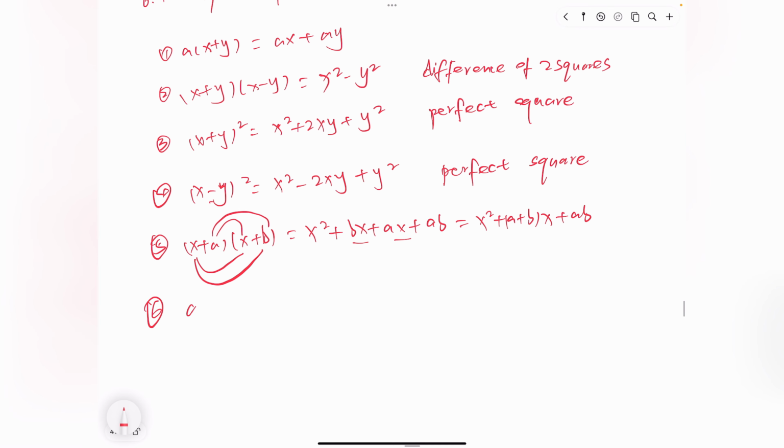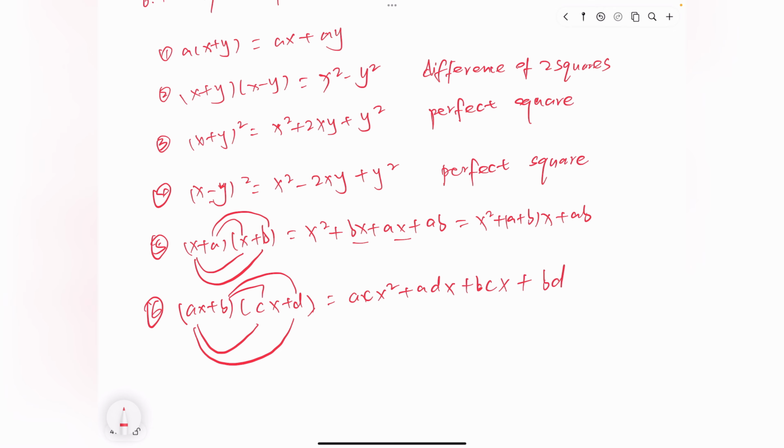Number 6, we have (ax + b)(cx + d). So we use ax times cx, ax times d, then b times cx, b times d. We have acx squared plus adx plus bcx plus bd. So we collect like terms, we have acx squared plus (ad + bc) x plus bd.